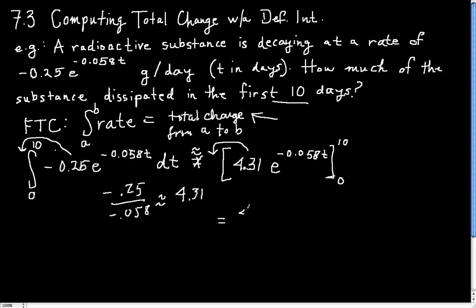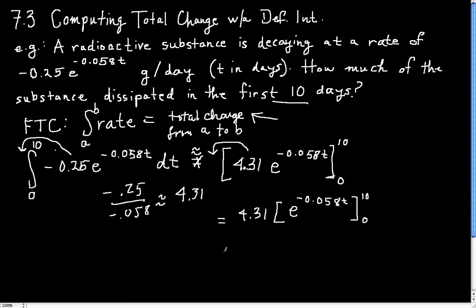But so we can call this 4.31 times this quantity, e to the minus 0.058 t, evaluated at 0 and 10.